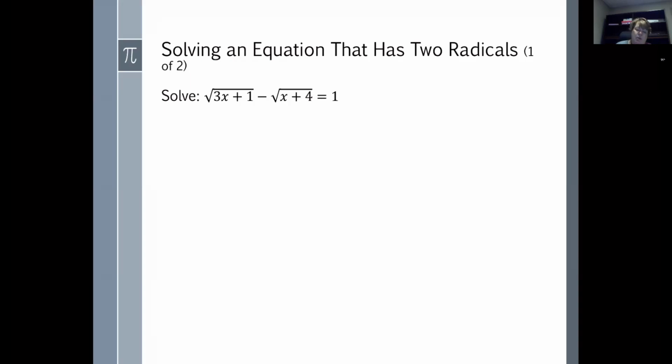So what I'm going to do is move this radical, the minus square root of x plus 4, to the right-hand side of this equation by making it positive. So I'm going to add the square root of x plus 4 to both sides. And so what I end up with is this. All right, so now I'm going to square both sides.